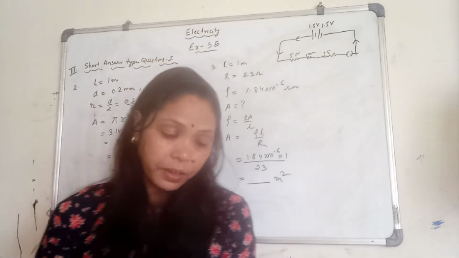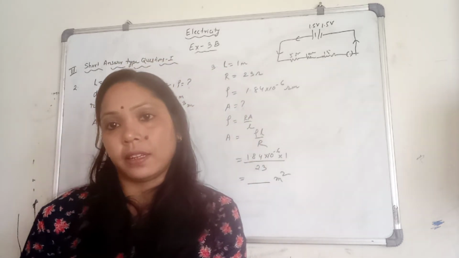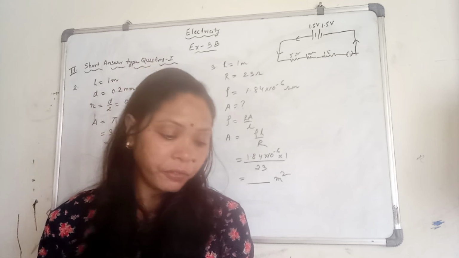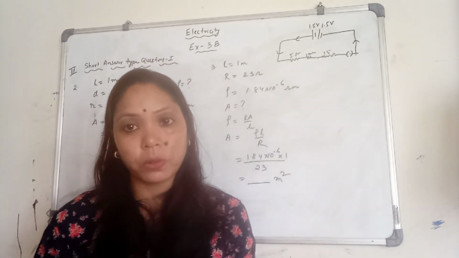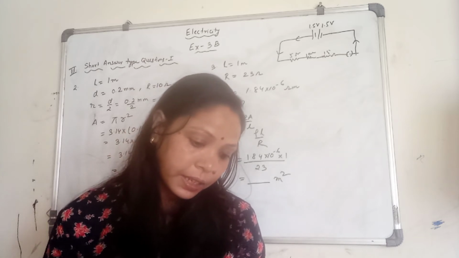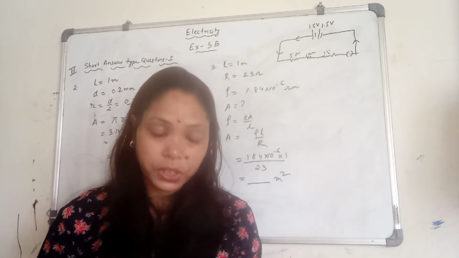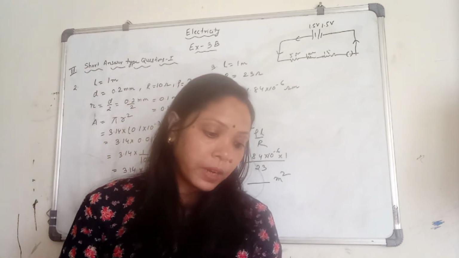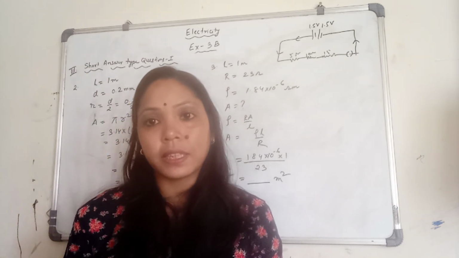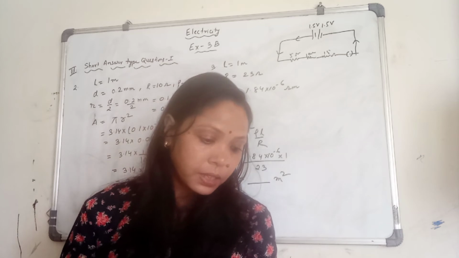Now question number 5. What is an electric circuit? Again you have to write the definition of electric circuit. Distinguish between open circuit and closed circuit. Already I explained in very short answer type question. Now you have to make columns. One side you write down the open circuit and another side you write the closed circuit.